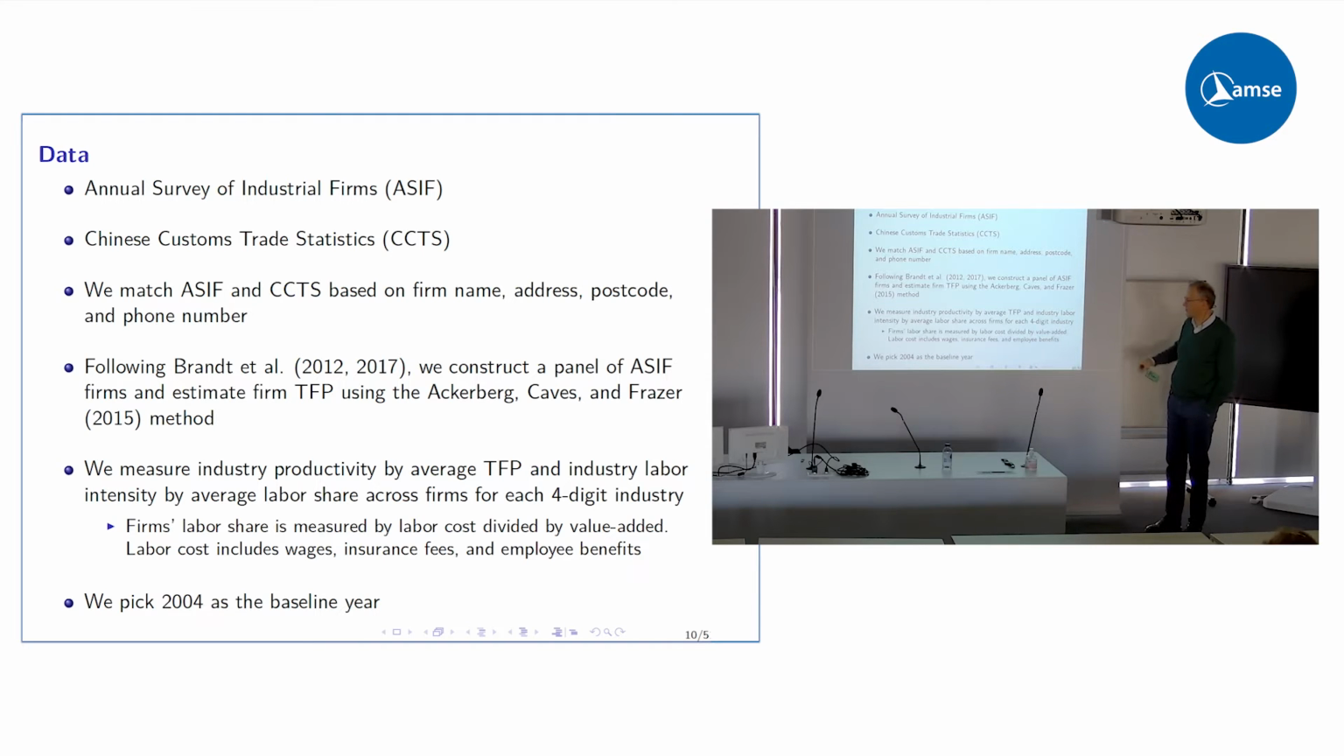and industry labor intensity, because we want to have this factor-shareholding component, by average labor shares across firms in 4-digit industries. The labor shares are measured by labor cost divided by value added, so it's the wage bill over the value added of firms. And the labor cost for us includes wages, insurance fees, and employees' benefits.